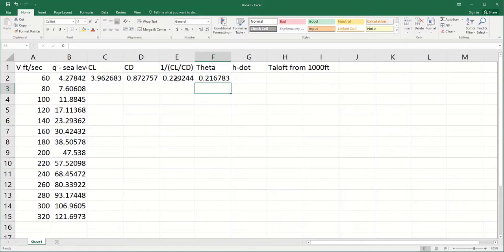That's an easy calculation. Just plug that into your calculator. And then H dot is the velocity. And I want this to be negative. I need to put a negative sign there. Minus the velocity times the sine of theta. So that says we're going downward at 12.9 feet per second.